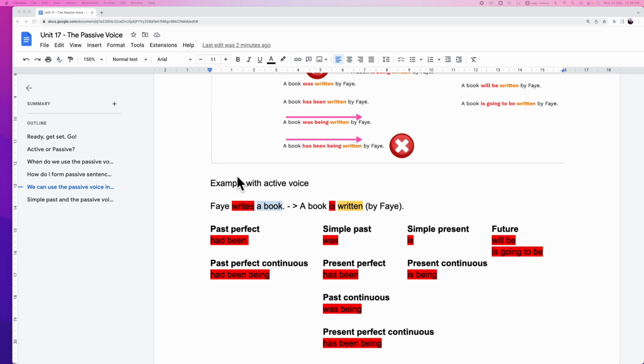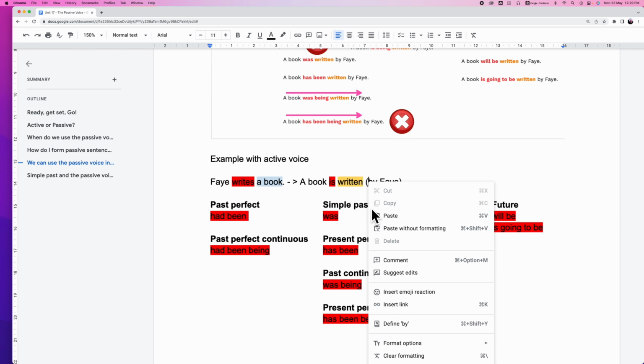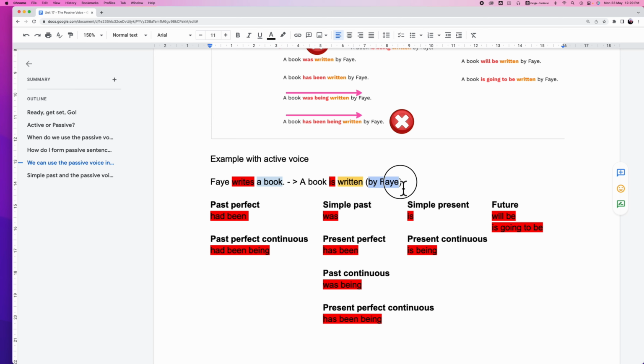Let's take a look. Example. First of all, we take a look at an example that is using active voice. Faye writes a book. By changing the object to become a subject, and the original verb turned to be a past participle acting as an adjective, and then the verb is "to be": is. A book is written. If you want to mention who wrote this book, you can add extra information: by Faye.